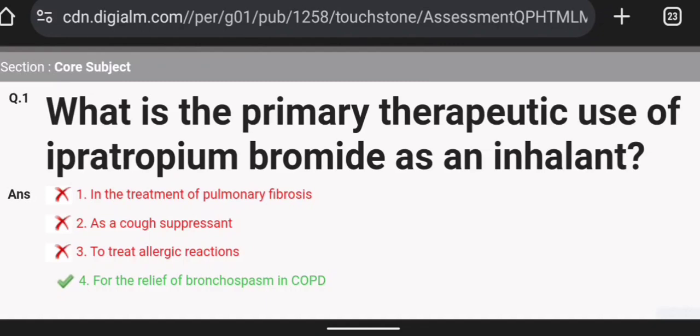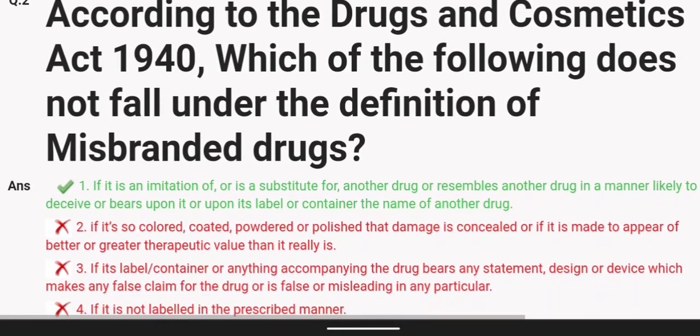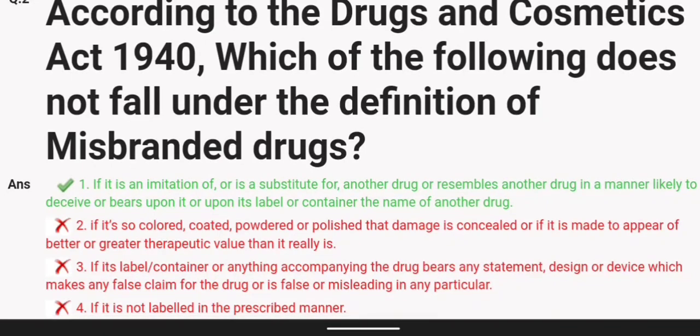Next, according to the Drug and Cosmetic Act 1940, which of the following does not fall under the definition of misbranded drugs? The answer is: if it is an imitation of or is a substitute of another drug, resembles another drug in a manner likely to deceive, or bears upon it or upon its label or container the name of another drug.